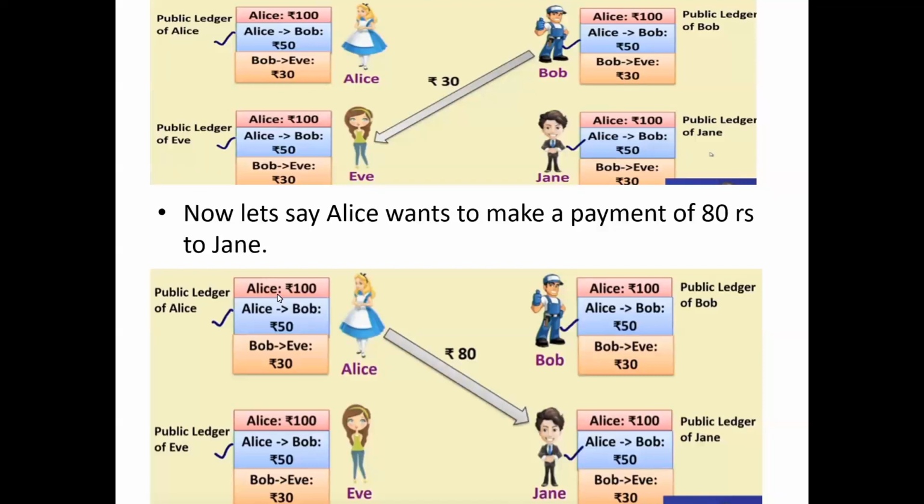In that case, if you see the ledger of Alice, as she is already giving 50 rupees to Bob, she has only 50 rupees left in her account. In that case, this transaction is not validated because she is trying to do a transaction of 80 rupees. That is invalid because she does not have sufficient money in her balance. So for that entry, the block will not be created.